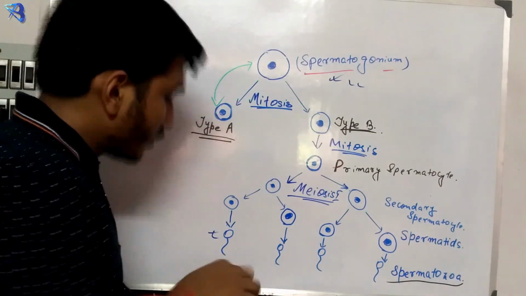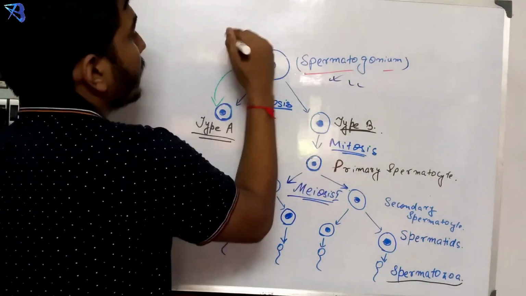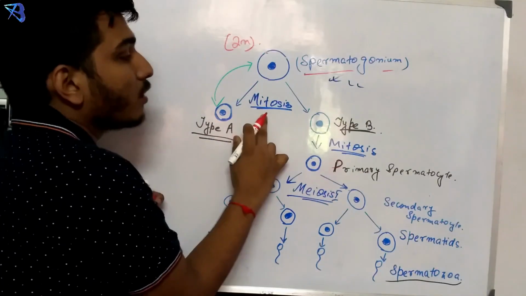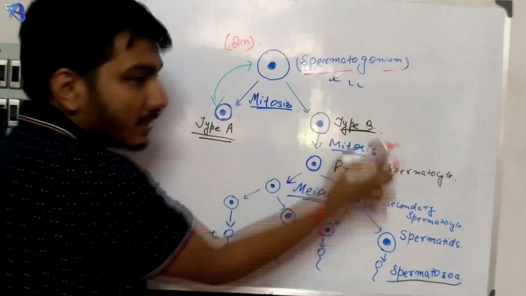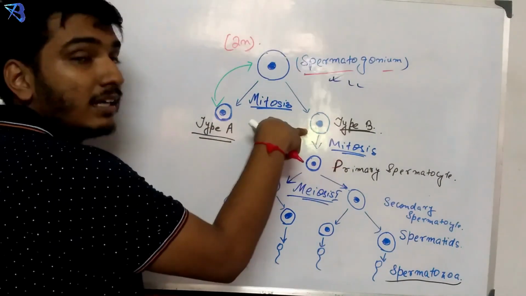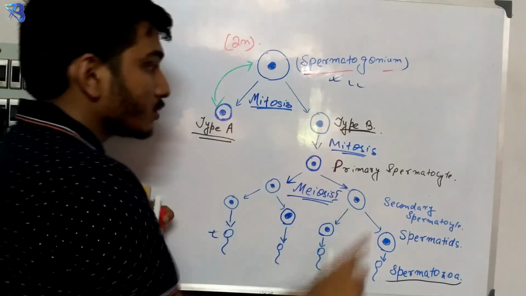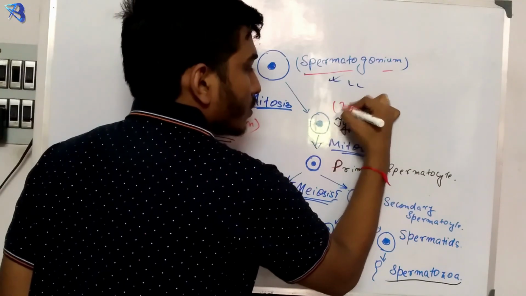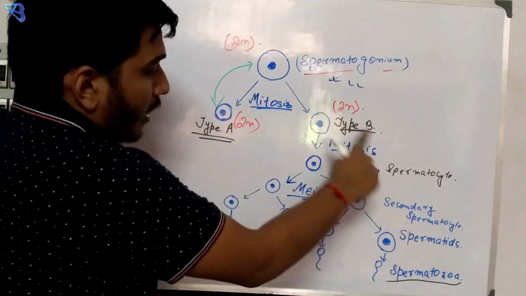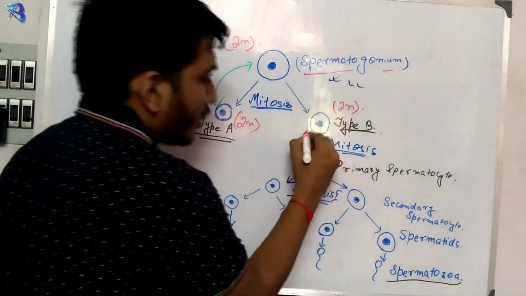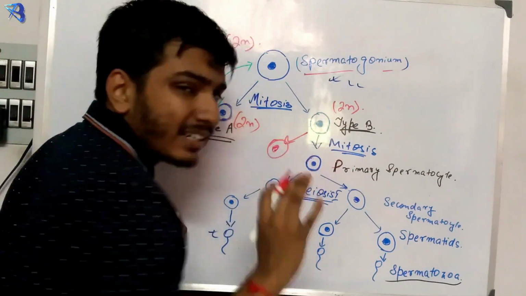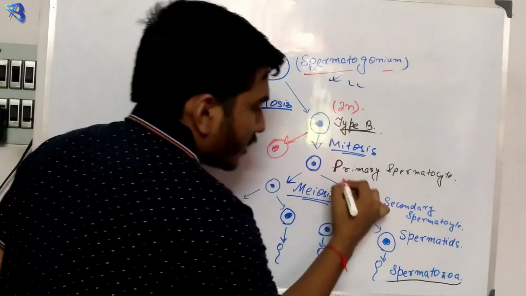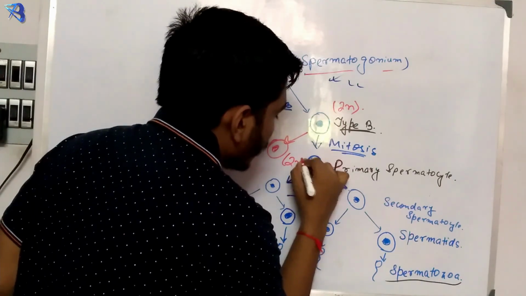So the spermatogonium is 2n, means it's a diploid structure. Spermatogonium undergo mitosis to form type A and type B cells. Mitosis, two equal divisions, and the chromosomal content remains the same. So here also 2n and type B cells also 2n. Now it undergoes further mitosis. Here also another one is formed, but we are not taking that into account. We are going with this cell only. So it undergo again mitosis. Here the chromosomal content is again 2n.